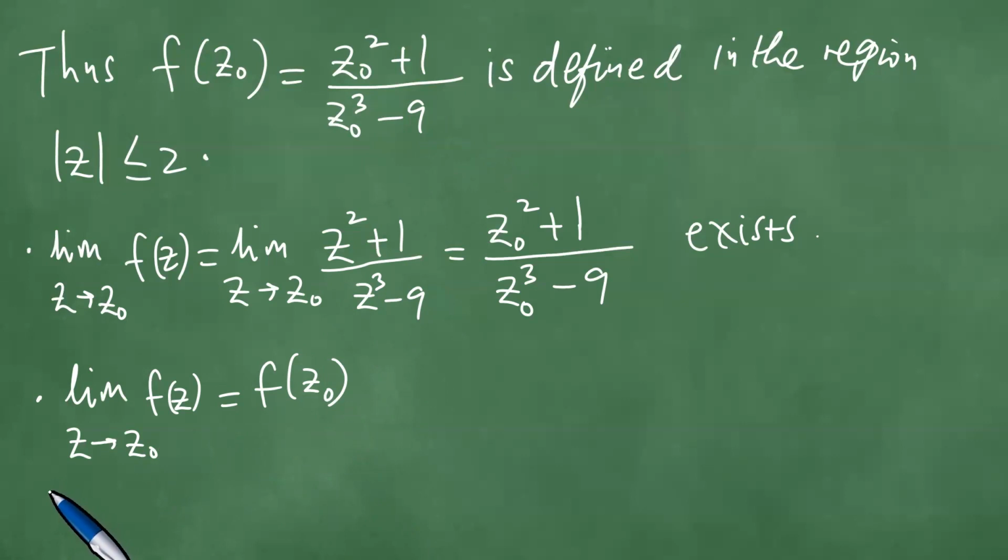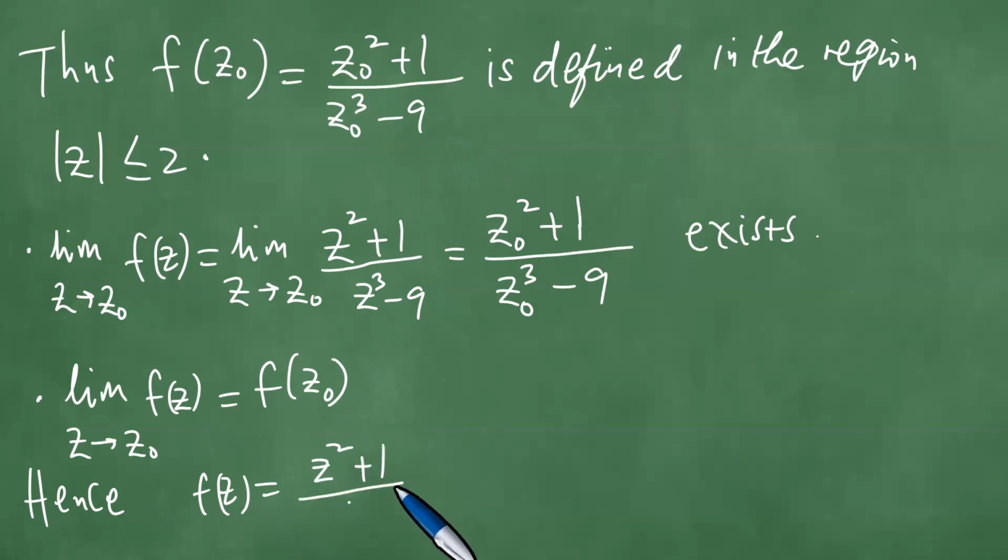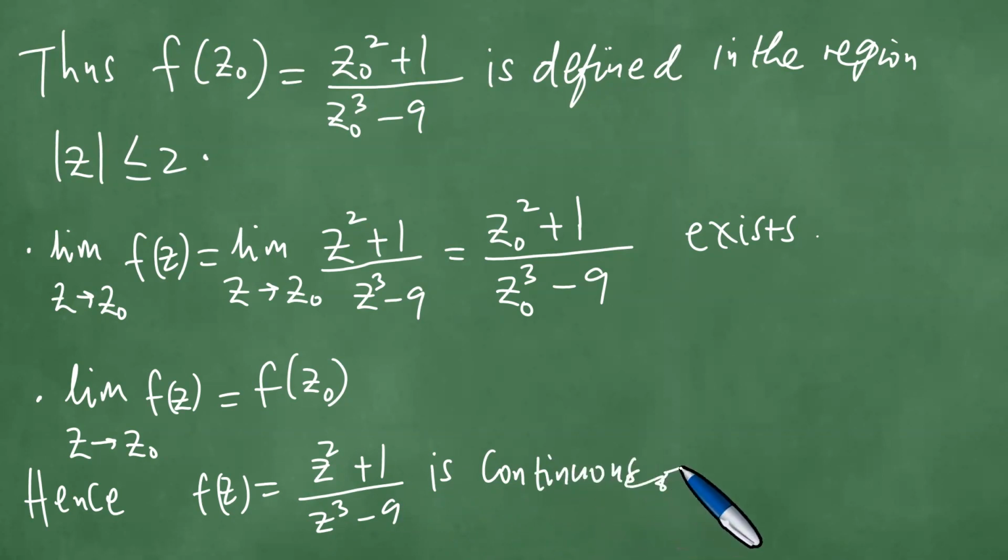And hence, f of z equal to z squared plus 1 divided by z cubed minus 9 is continuous in the region.